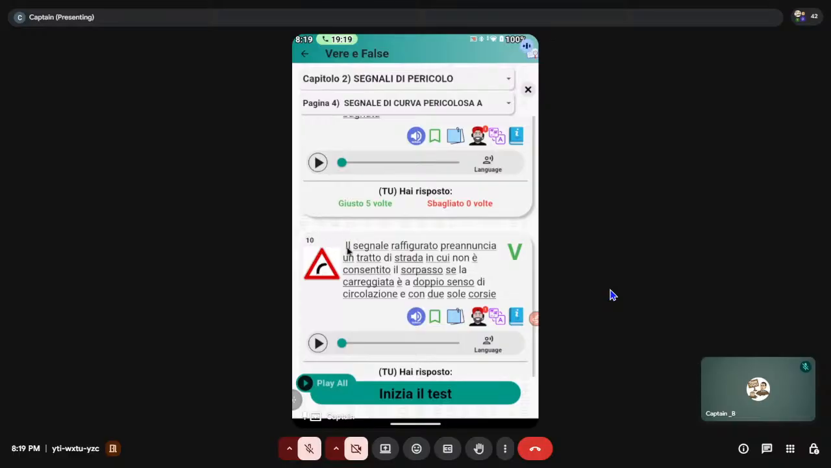Listen. Il segnale raffigurato, this is referring to preannuncia, announcing un tratto di strada, announcing a road in which non è consentito, meaning it is not allowed, il sorpasso, overtaking, se la carreggiata, if the carriageway è a doppio senso di circolazione, is two-way circulation, con due sole corsie, and has only two lanes. One lane to go, one lane to come. Overtaking is not allowed. And the answer is false.